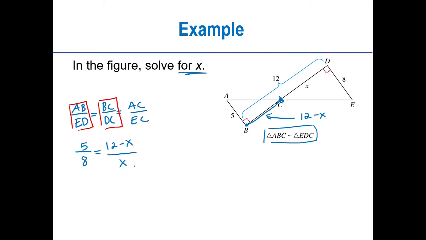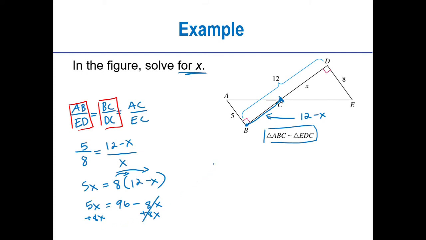Now we can solve this for x. Let's do the cross product. So 5 times x is 5x, and then we'll do 8 times 12 minus x. We'll distribute the 8 throughout the right side. So 5x is equal to 96 minus 8x. Let's add the 8x to both sides.